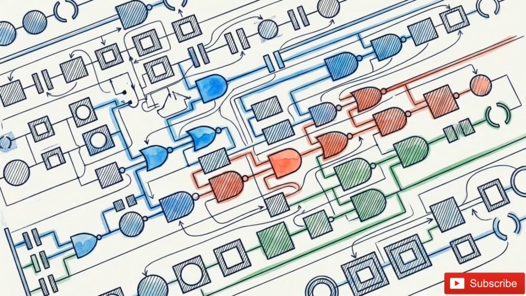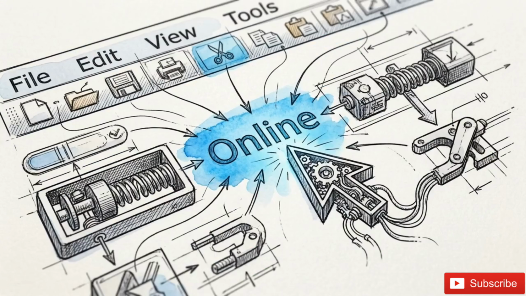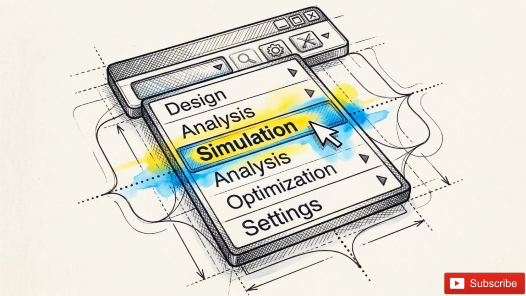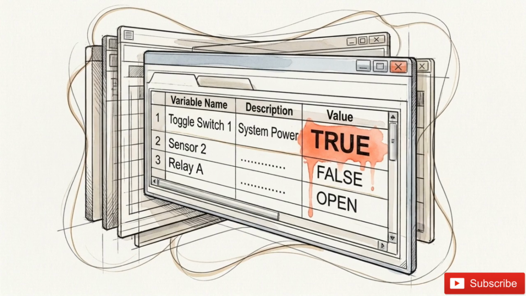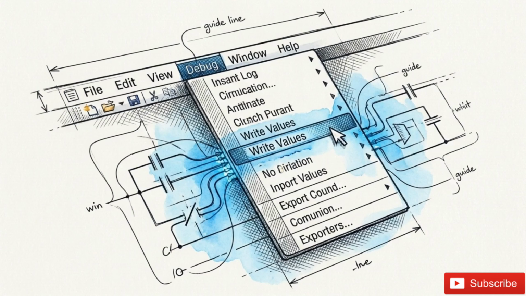Let's test the entire board. In the top menu, go Online, select Simulation, click Login, and hit Start. When testing Boolean values in simulation, manually clicking the switch to true is not enough. You must execute the debug, then write values command to actually push that signal change to the virtual PLC.